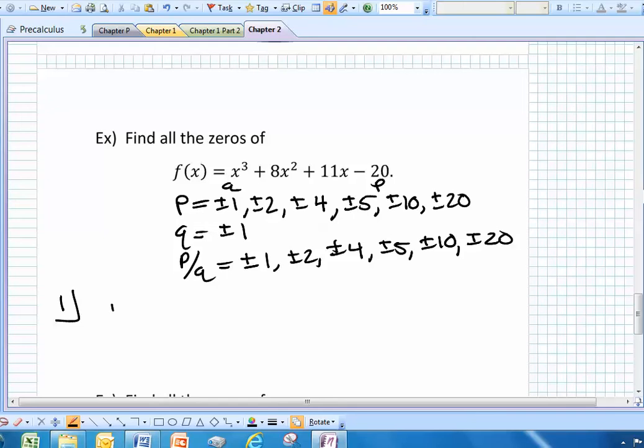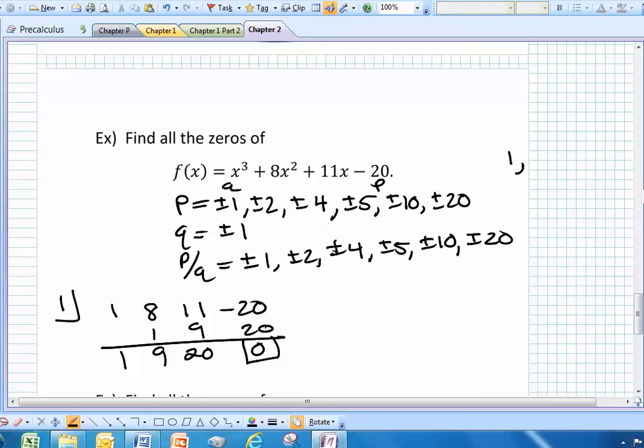I start with 1. Bring down the 1, multiply, then add down, multiply, then add down, and multiply, add down. Notice it gives me a 0, so that means 1 is one of the answers.